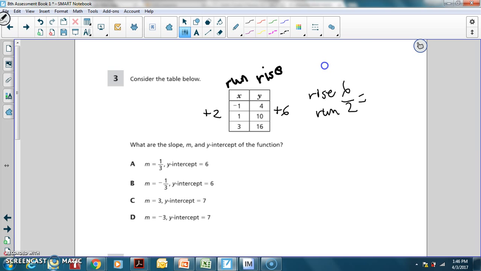6 over 2 breaks down to 6 divided by 2 is 3. So your slope is 3. Your y-intercept, now there's only one answer that says slope is 3. That's C. But if more than one said that, how would we figure out the y-intercept? Well, the 0 value for x is between -1 and 1. So the y value for the y-intercept is going to be between 4 and 10, right in the middle. And what's in between? 7. So that explains that part.